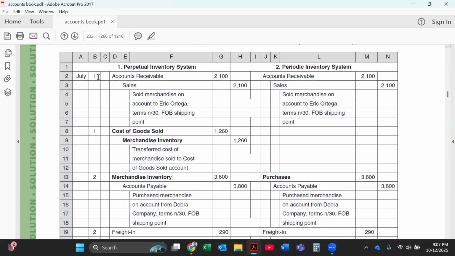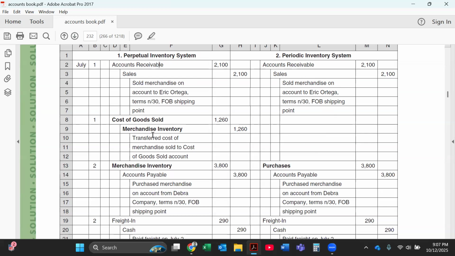Okay, sorry. This one here: accounts receivable 210, sales 210, and cost of goods sold 1260, merchandise inventory 1260. The periodic method only has the first entry, the exact same entry, accounts receivable and sales. The names of the accounts don't change there. It's just that we don't need to do this particular part.